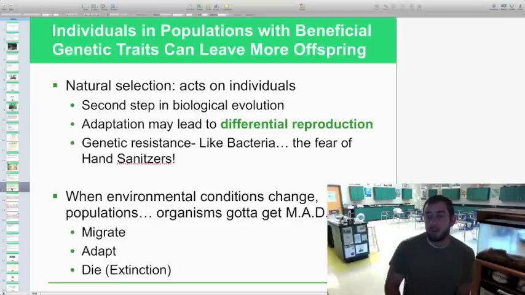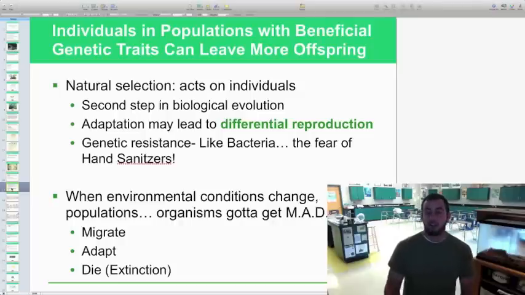But those organisms that do survive that exposure to hand sanitizers will then live on and reproduce more, and that would lead to more offspring being more resistant to whatever antibiotics or hand sanitizers.